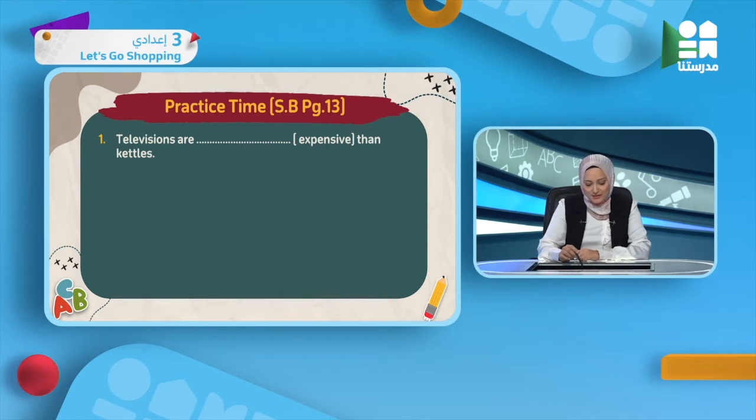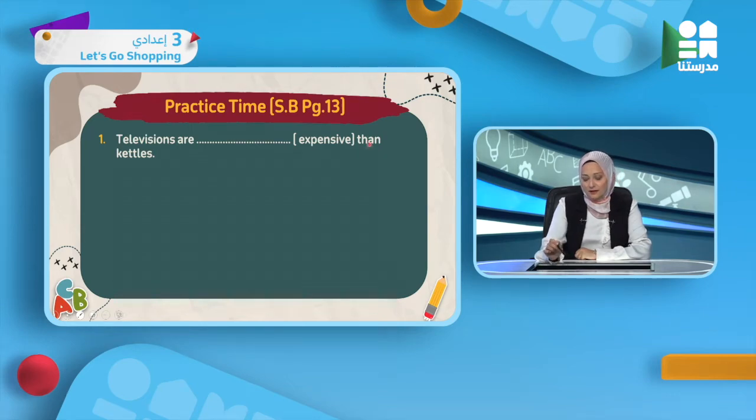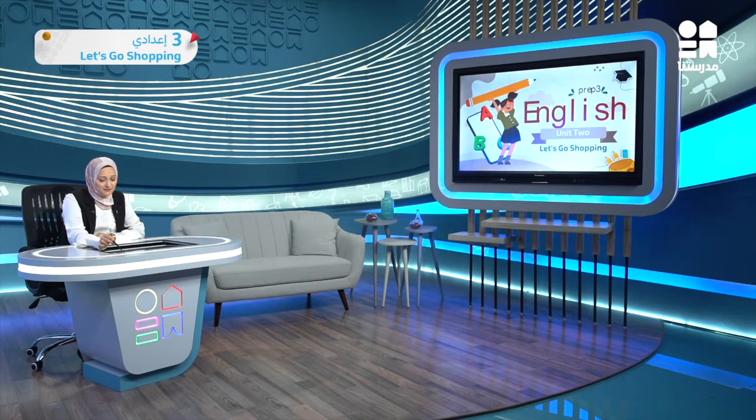Televisions are more expensive than kettles. So here I have a comparison between televisions and kettles. ما بين التلفزيون والكتل بتاع اللي بيغلي المية. So I have two items, حاجتين. So what do I use? I use the comparative form. And I also have than. I told you when we see than, this means I'm using the comparative form. يعني than دي بتستخدم مع comparative form.